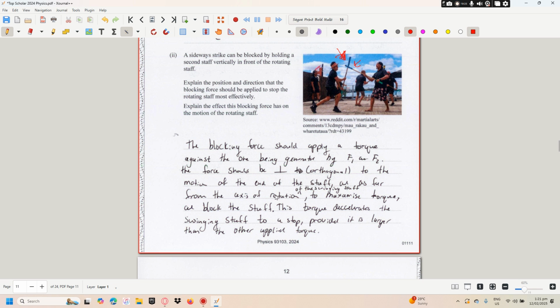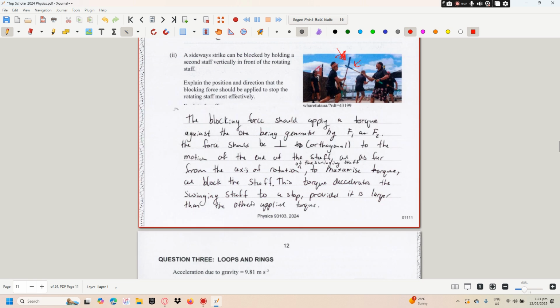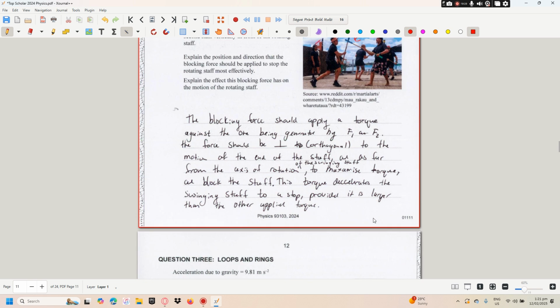These arrows are swinging the staff towards a target, and you defend it. So that's all very good. So I got 8 for that section as well.